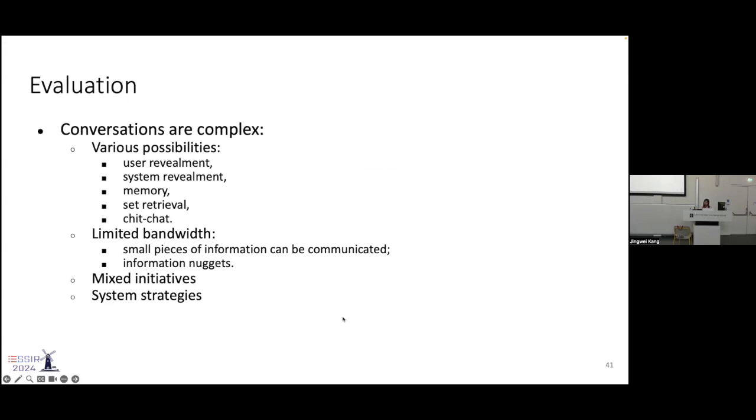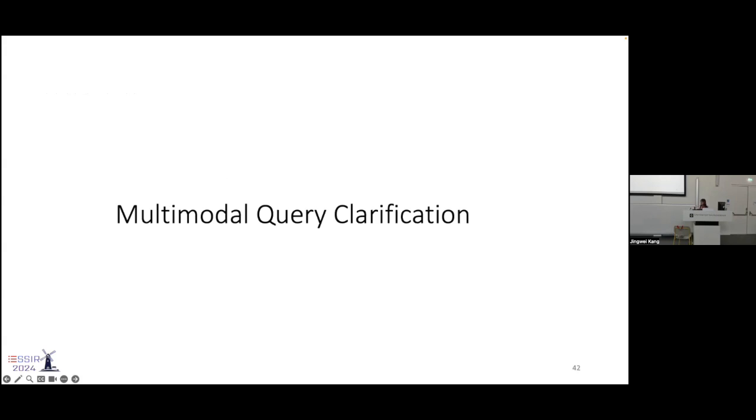So in conclusion, in the evaluation of these conversations, because the conversations are mostly very complex, we can definitely have various possibilities from the user side, the system side, chit chat, set retrieval, or whatever. It's often limited in certain bandwidth, with small pieces of information communicated, and we can perform some evaluations in mixed initiative conversations or some evaluation on the system strategies. So this is mostly about the mixed initiative conversation.